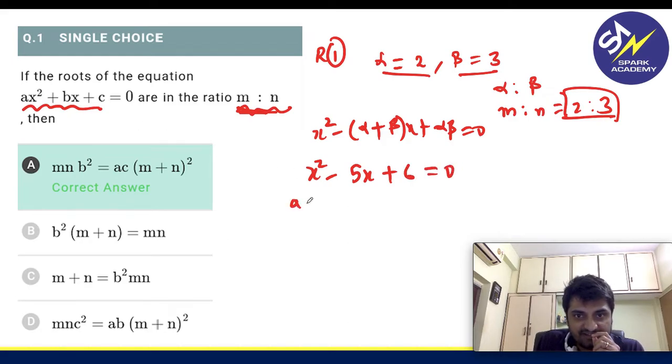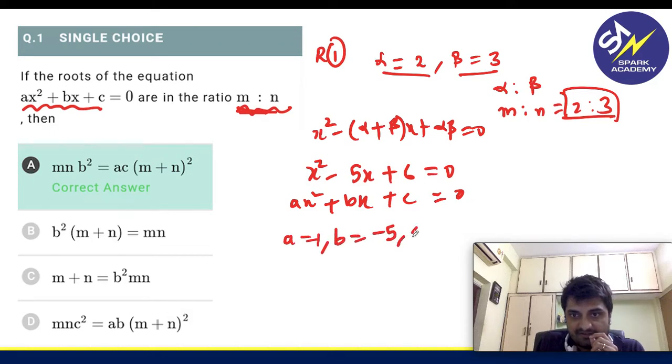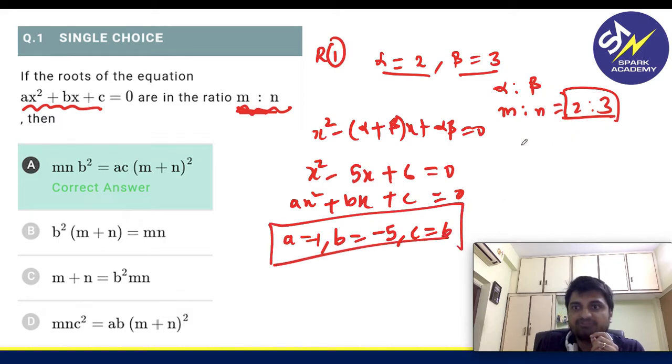Now compare, straight comparison, ax square plus bx plus c equal to 0. If you compare the coefficients, I will get a value 1, b value minus 5, c value 6. And I also know m is 2, n is 3. So m value 2, n value 3.